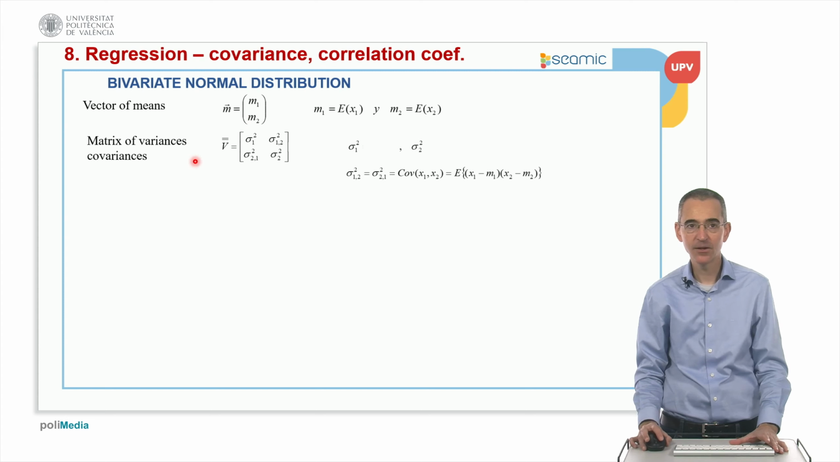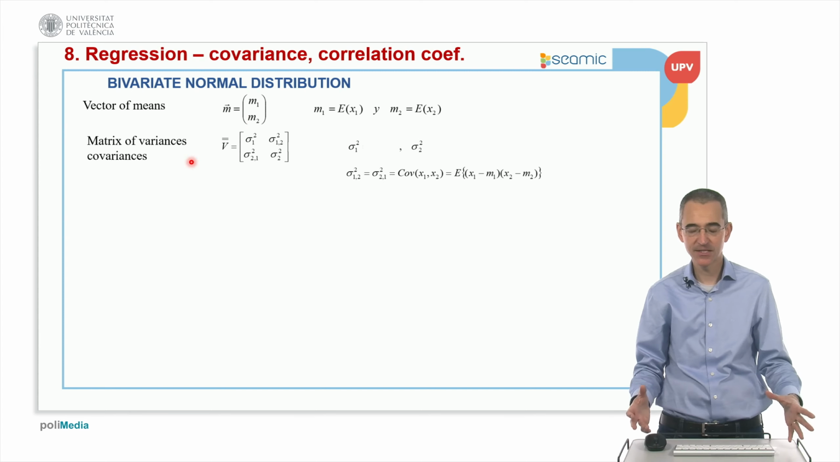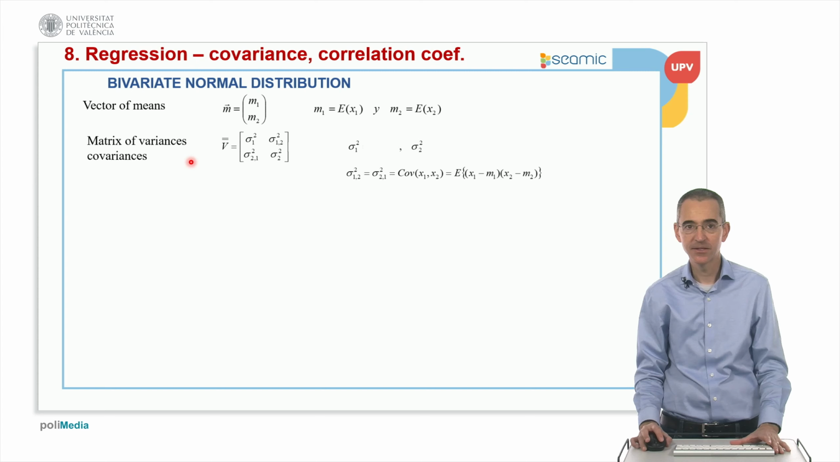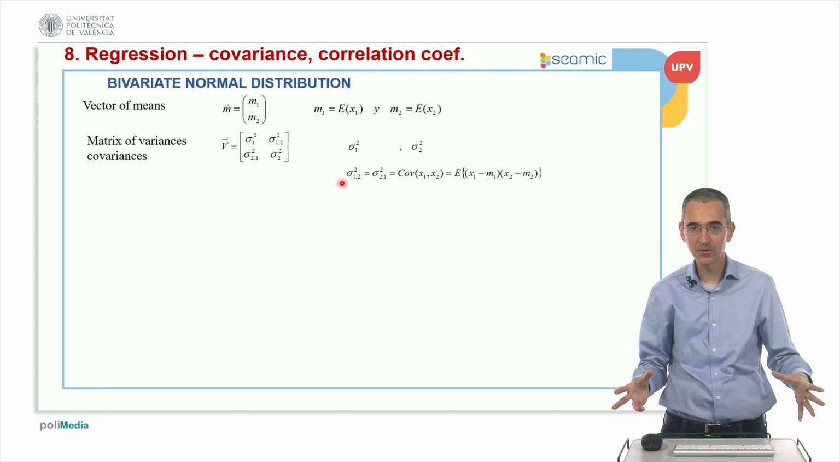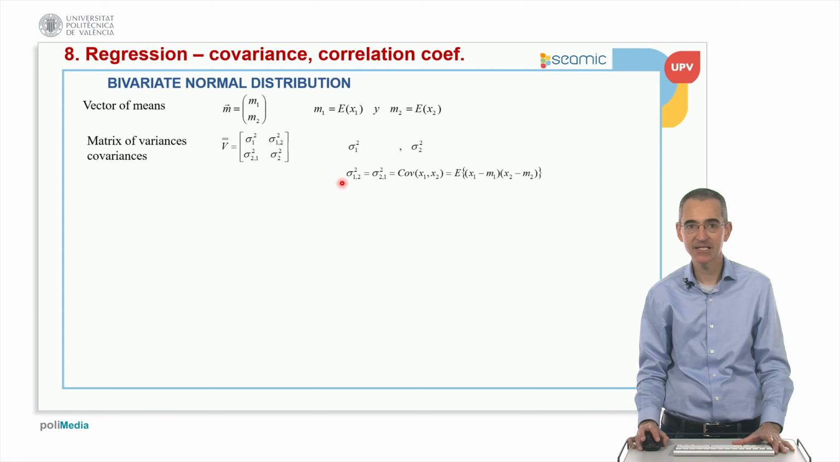Okay, and also we need the matrix of variances and covariances. So we need the variance of the first, the variance of the second, and then the covariance between them. This is another notation that you can find in some books. The covariance between two variables is sometimes represented as sigma square, using 1, 2 as subindex.